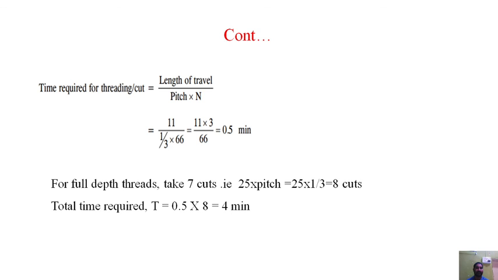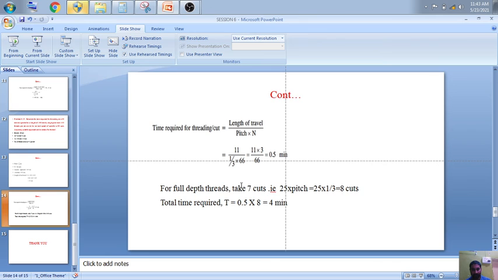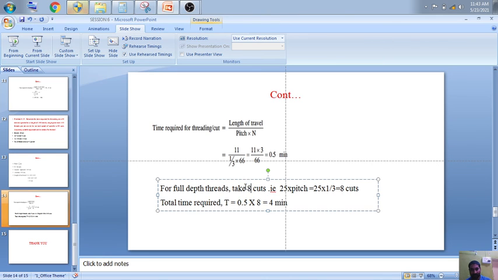But here the material is not mentioned in the problem. For external threads, another formula is there, that is 25 times the pitch for an external thread. We are making an external thread, so the pitch is 1 by 3. 25 times 1 by 3 is approximately 8 cuts. So we are taking 8 cuts here.